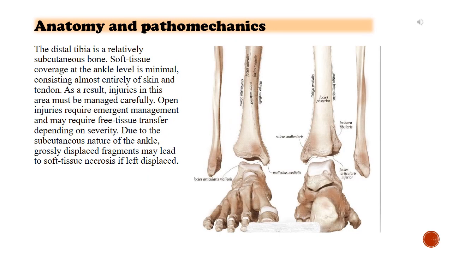Anatomy and pathomechanics. The distal tibia is a relatively subcutaneous bone. Soft tissue coverage at the ankle level is minimal, consisting almost entirely of skin and tendon. As a result, injuries in this area must be managed carefully. Open injuries require emergent management, and may require free tissue transfer depending on severity. Due to the subcutaneous nature of the ankle, grossly displaced fragments may lead to soft tissue necrosis if left displaced.